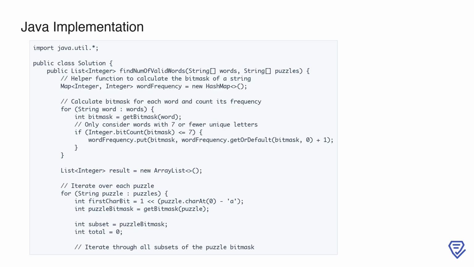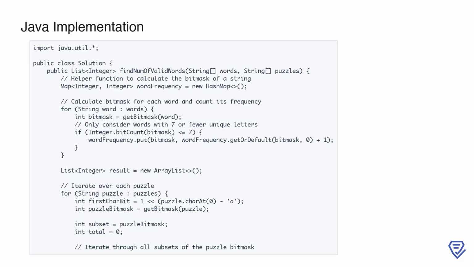Here, we start by importing the necessary libraries and defining the findNumberOfValidWords method. The goal of this method is to determine the number of valid words for each puzzle. We use a hash map called wordFrequency to store the frequency of bitmasks representing words. A helper function, getBitmask, is used to convert each word into its corresponding bitmask, where each bit represents the presence of a letter in the word.